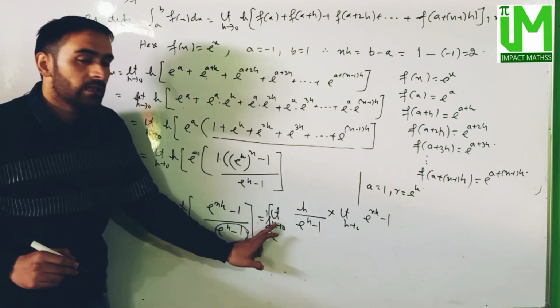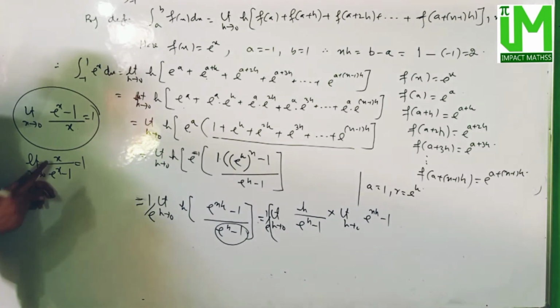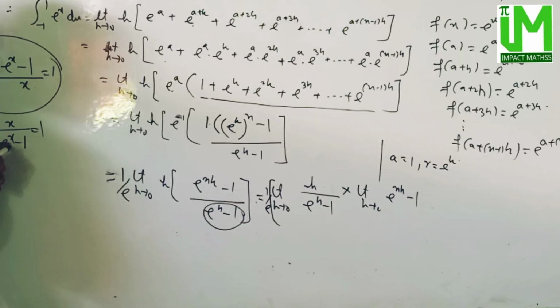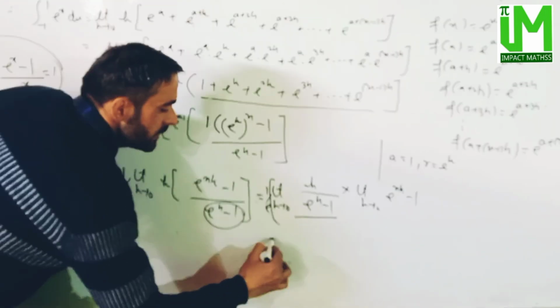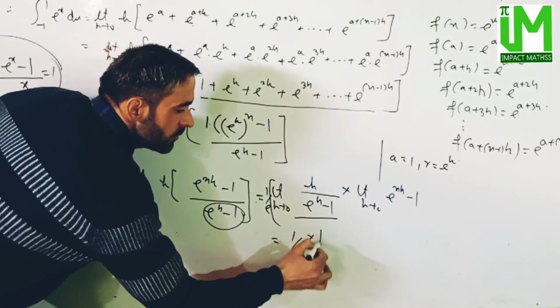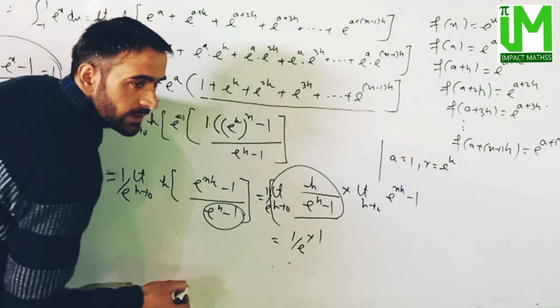So here we are dealing with limit h tends to 0, h divided by e raised to power h minus 1. इसकी value भी 1 है. So this will be equal to 1 by e. ठीक है. इसकी limiting value 1 है.